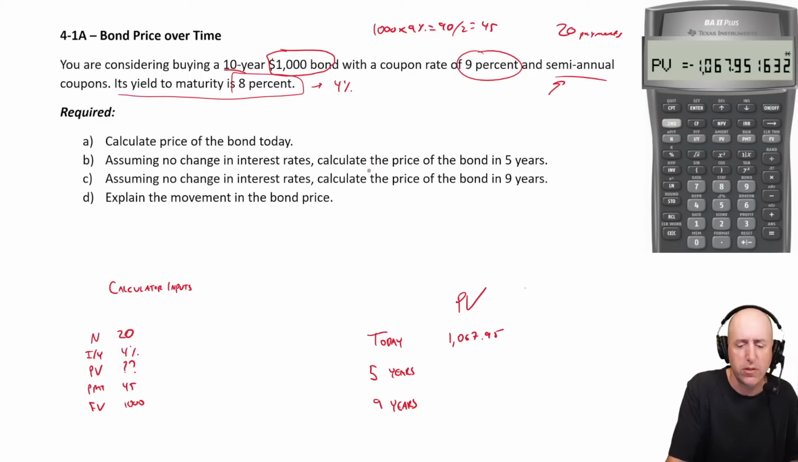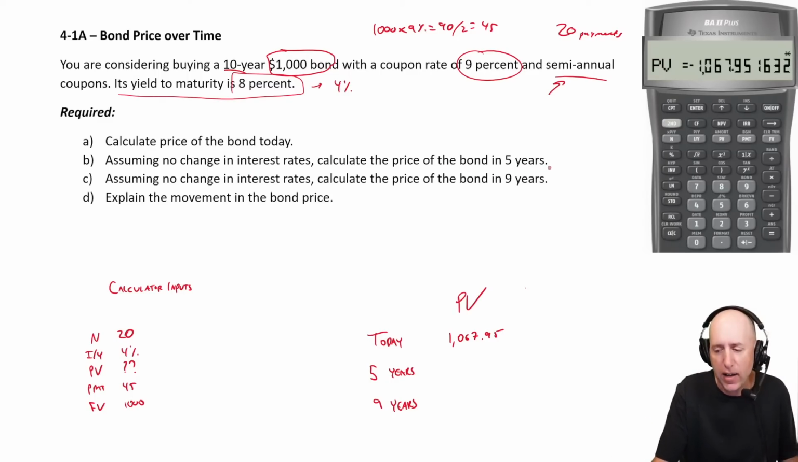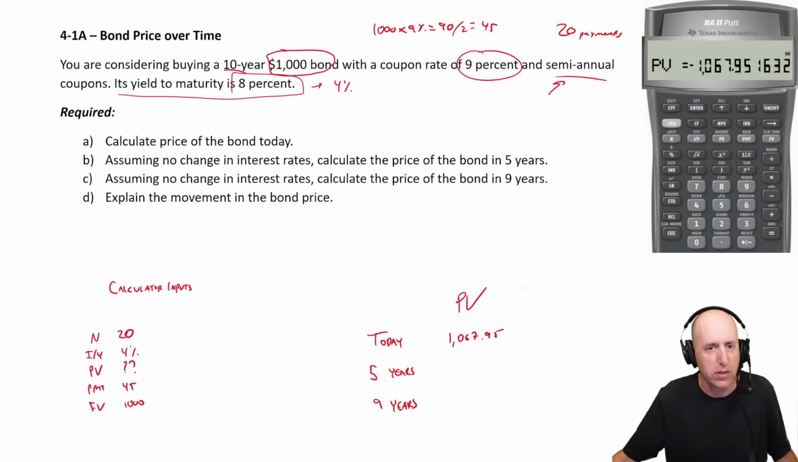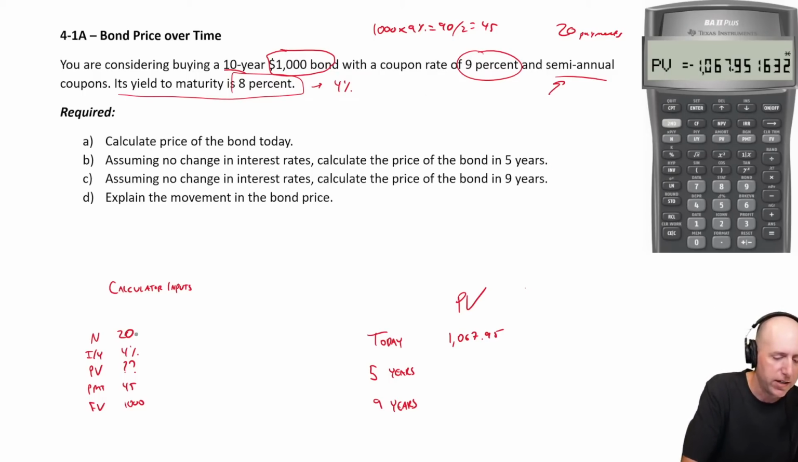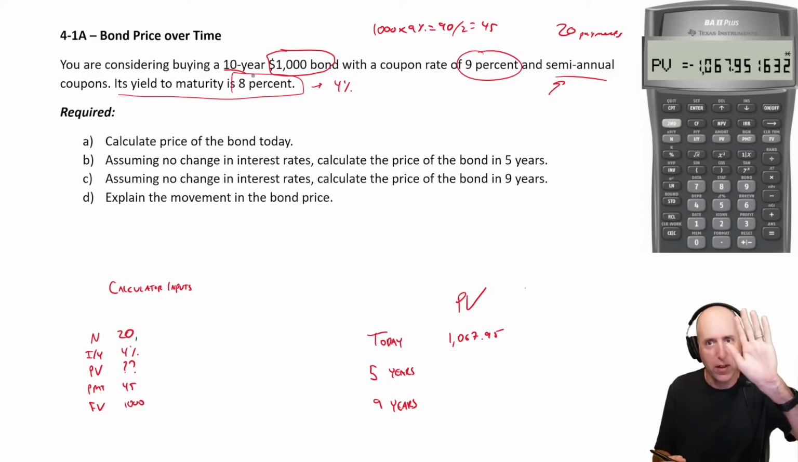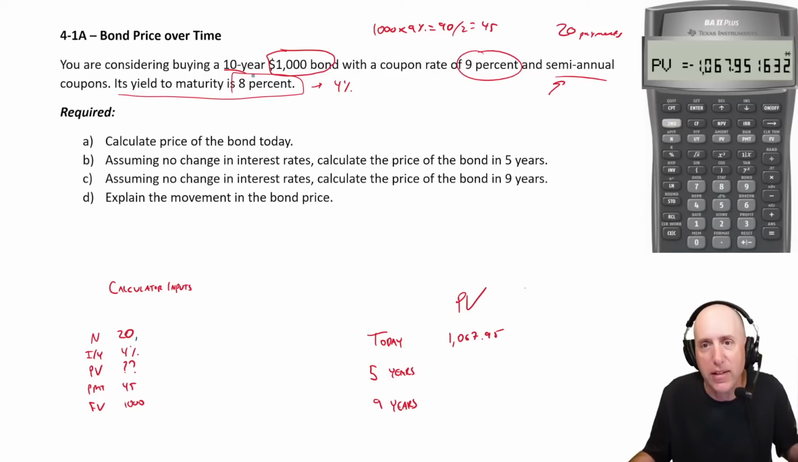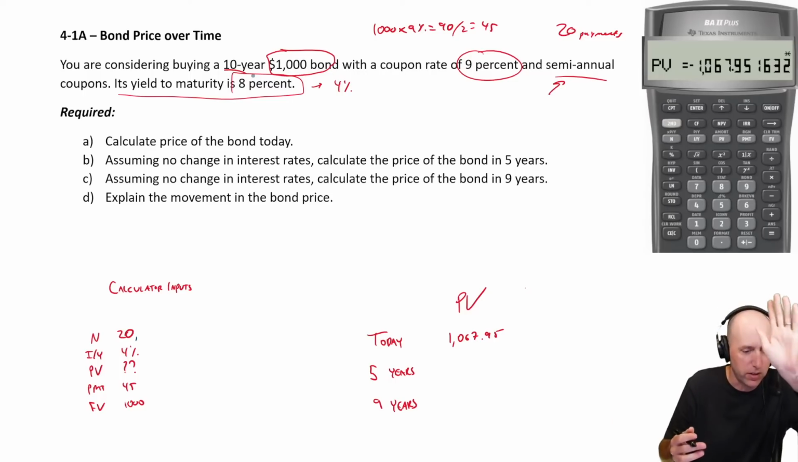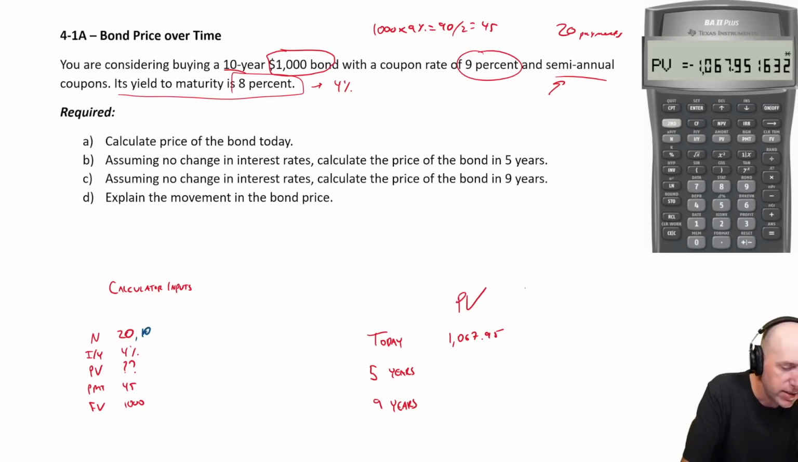Assuming no changes in interest rate, calculate the price of the bond in 5 years. So this is asking us, okay, everything else in the bond is equal, but just change the N. What is our new N? Well, it's a 10-year bond. 5 years from now, there's 5 years left, which means there's 10 payments left, right? There's 2 payments a year, there's 5 years left. So our N is 10.